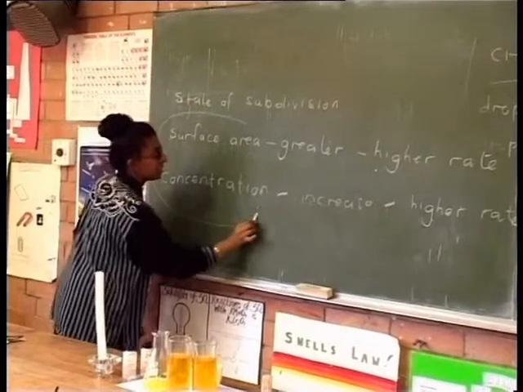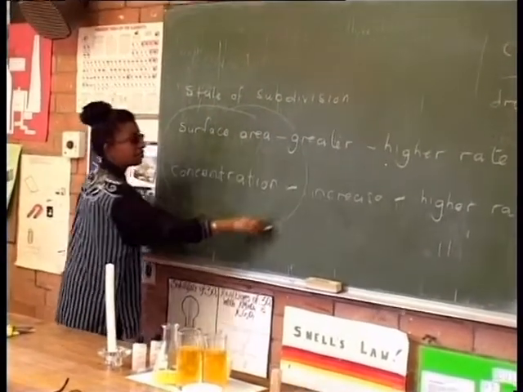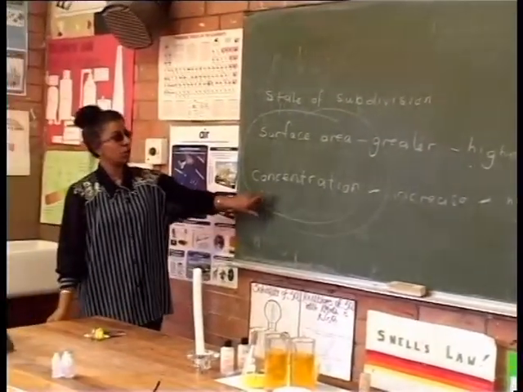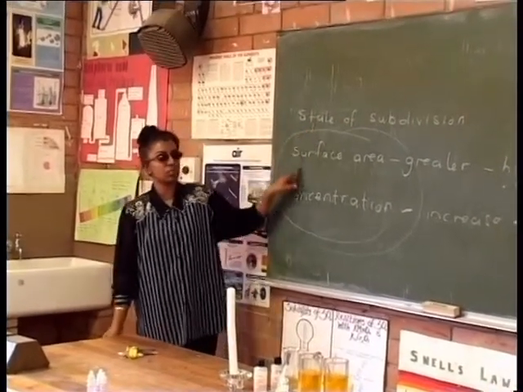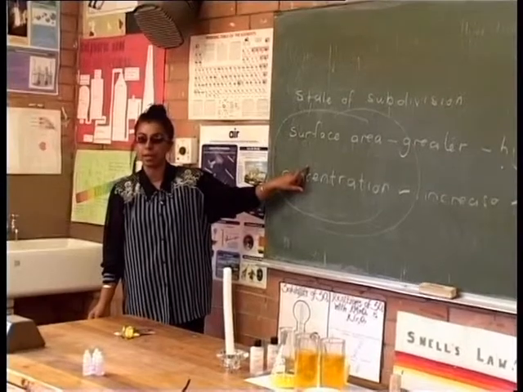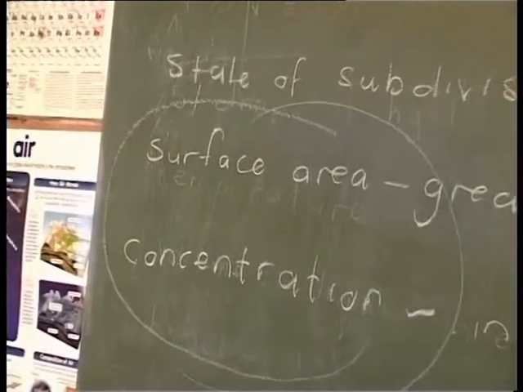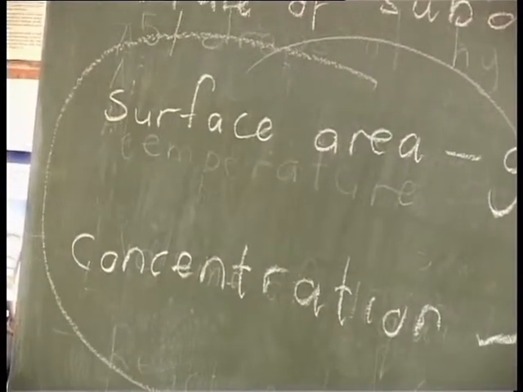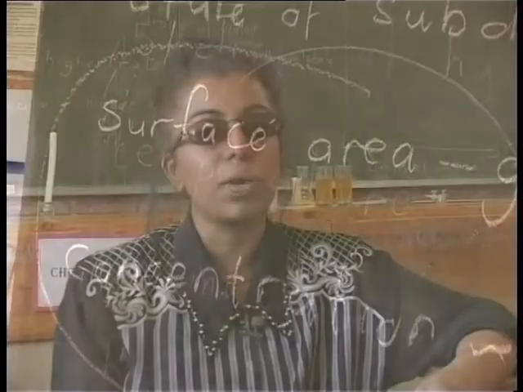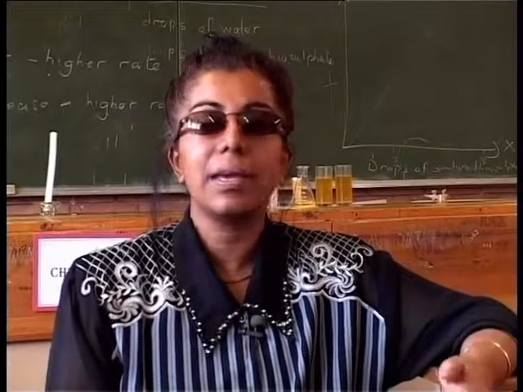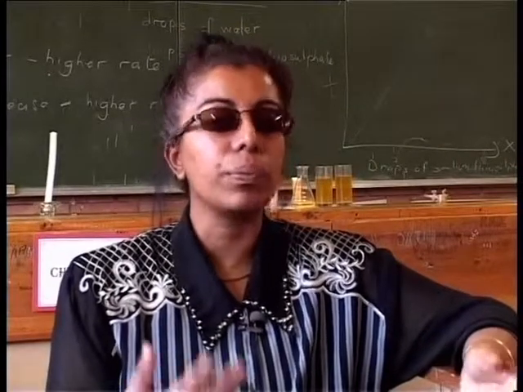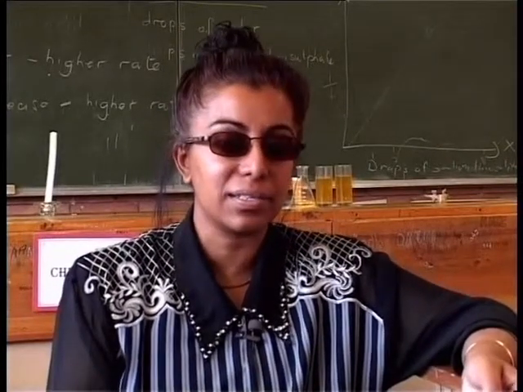In conclusion, the learners and teachers summarize their findings. So the factors that affect the rate of a reaction: concentration and state of division or surface. What I've realized from the lesson is that our pupils can do what we expect them to do if we give them the opportunity, enough time, and appropriate equipment and guidance.